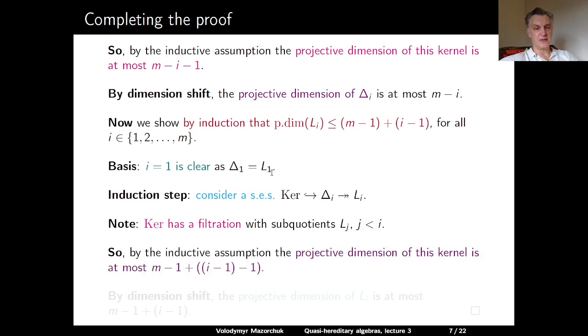So by the inductive assumption, the projective dimension of this kernel is at most m minus 1 plus I minus 1 minus 1. And then, by the dimension shift, the projective dimension of Li can only increase by 1. That's because the projective dimension of delta I is fairly small. It's at most m minus 1, and we are talking about a much bigger number. So by the dimension shift, the projective dimension of Li is at most m minus 1 plus I minus 1. And that completes the proof.